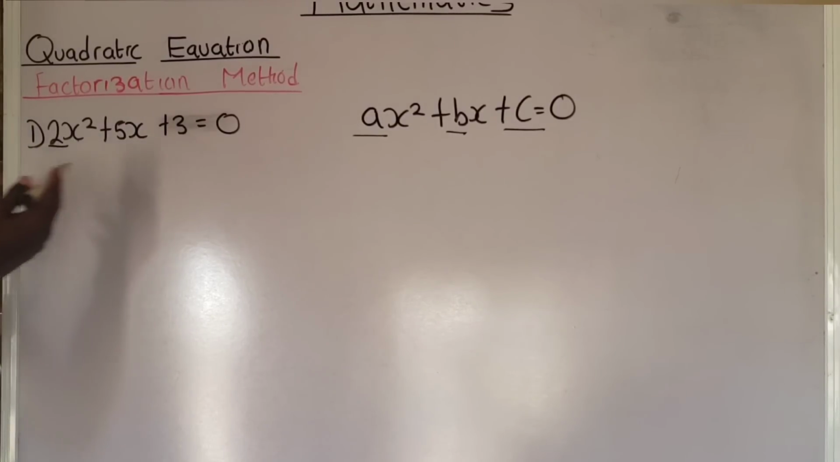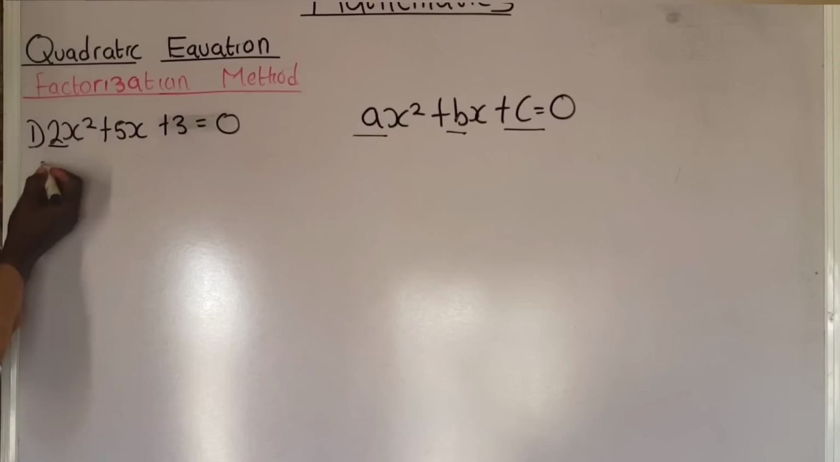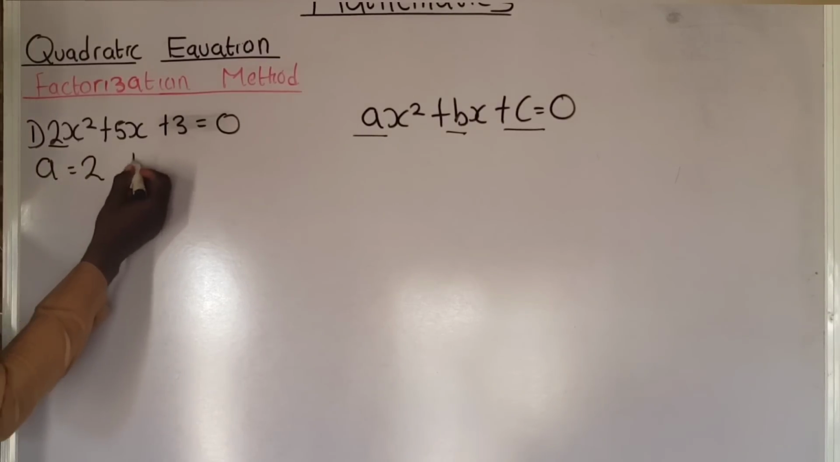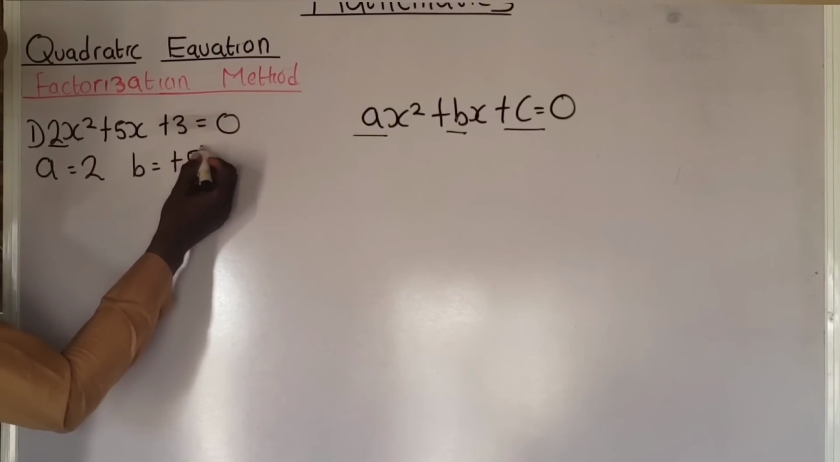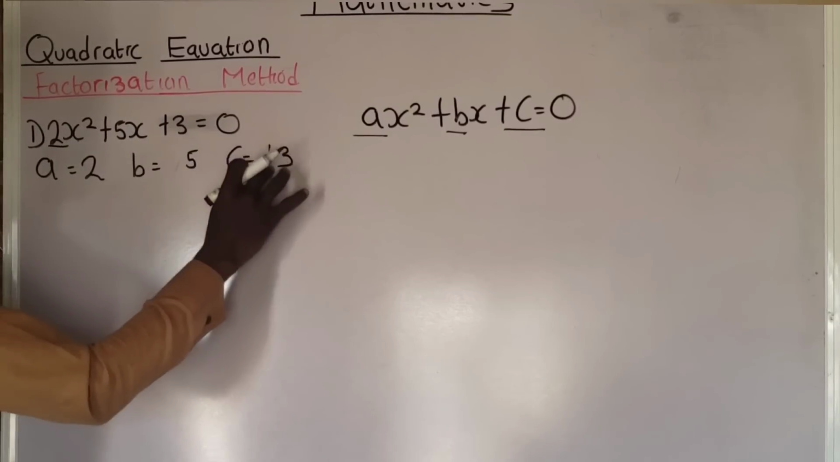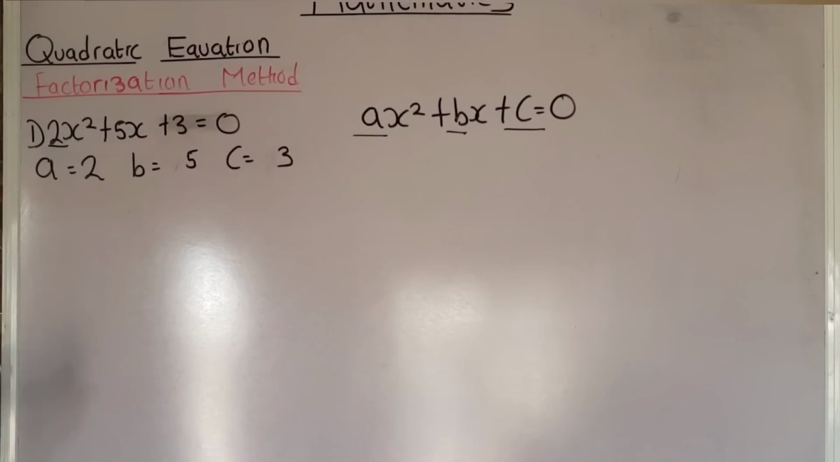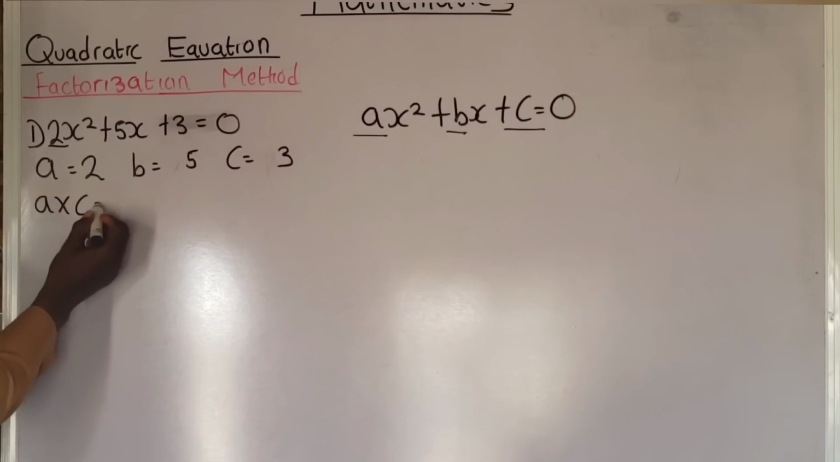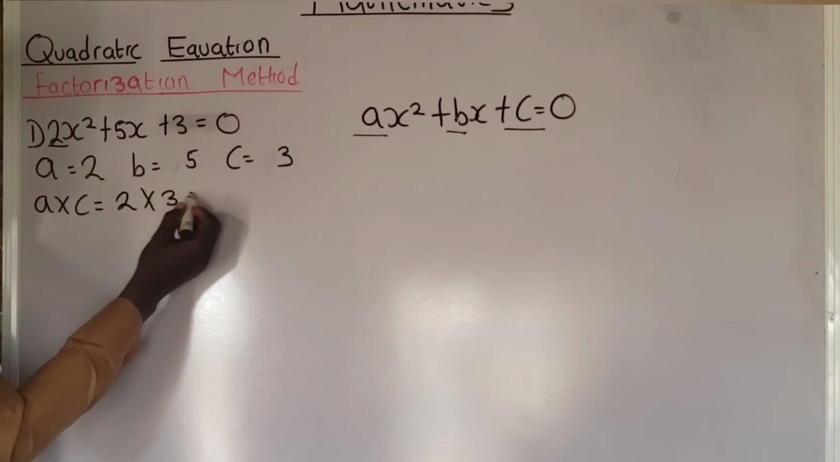So how do we solve this quadratic equation using the factorization method? You just have to pay attention. In this quadratic equation, a equals 2, b equals plus 5, and c equals plus 3. You understand? You can neglect the plus, okay? 3 is always the same thing as plus 3. Now, the first step is to take the product of the first term and the constant term. The first term is a and the constant term is c. The product of the first term and the constant term is 2 multiplied by 3. That will give us 6.